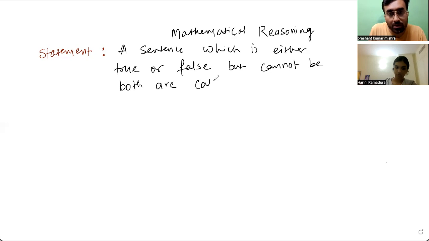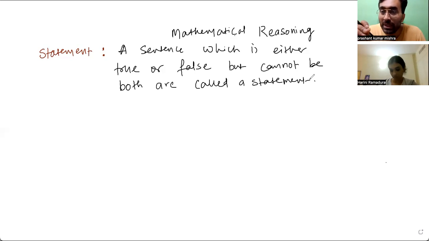How can a sentence be true and false? I'm explaining, just wait a second. Both are called a statement. If we are talking about a sentence which has only the possibility of being either true or false, it cannot be both. I will give you an example of what the both situation means.